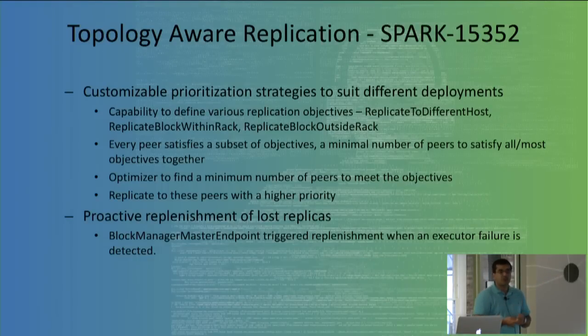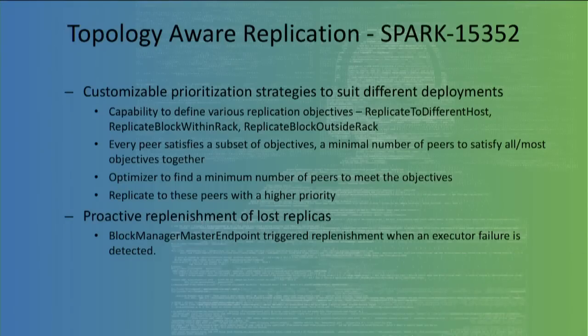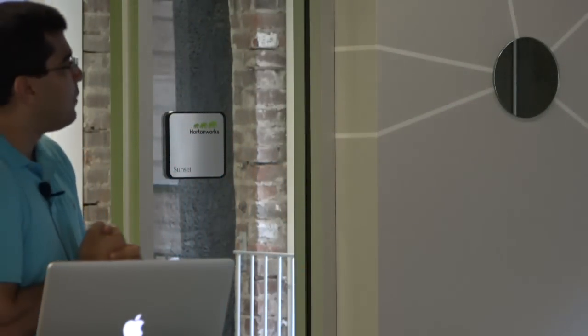So even if you lose certain replicas, even if you lose certain partitions through node or rack failure, your block manager master endpoint is able to trigger replication. So this addresses some of the problems around data replication. We also spoke about how the Spark driver itself also needs some hardening, right? So let's look at some issues around the Spark driver now.